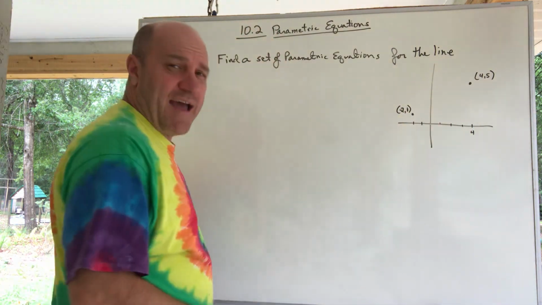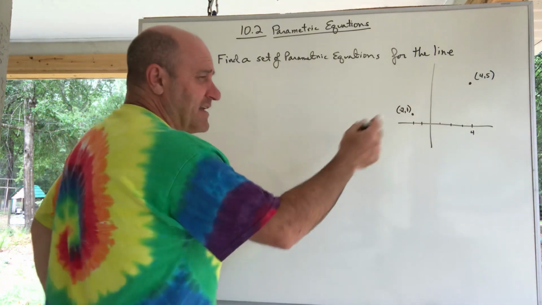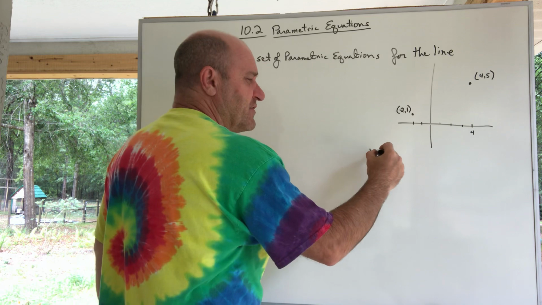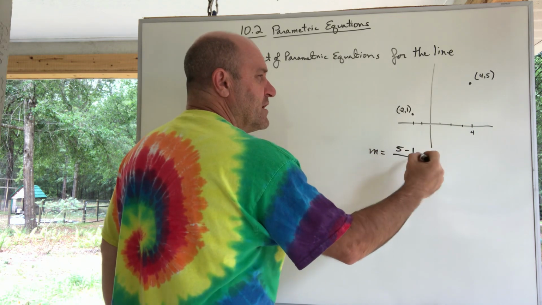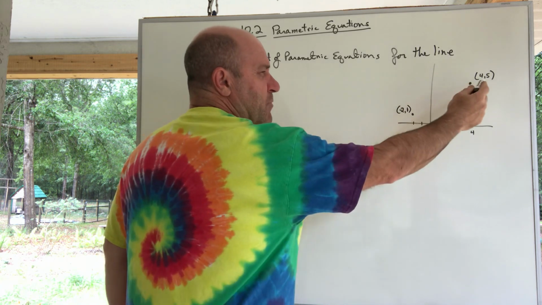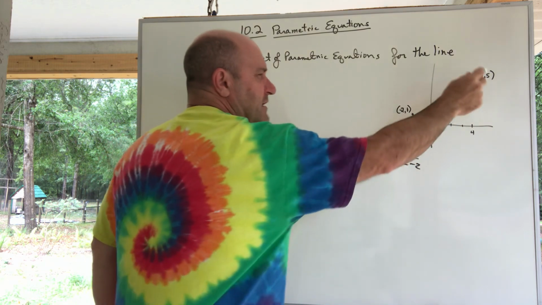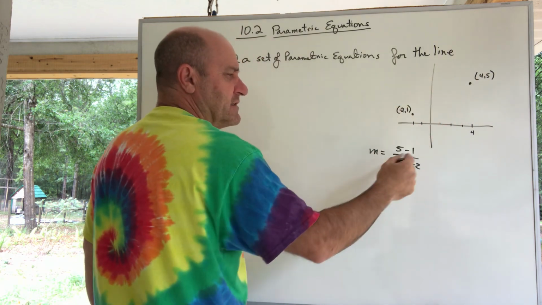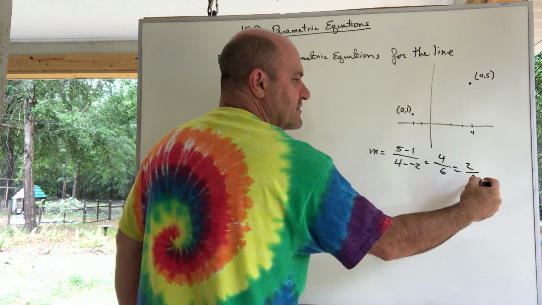I can find the rectangular equation for that line real easy. That's algebra, right? First you should find the slope. Subtract your y's: 5 minus 1 over 4 minus -2. That's the point (4, 5) and the point (-2, 1). Subtract your y's, subtract your x's. That's the slope, 4 over 6, or 2/3.